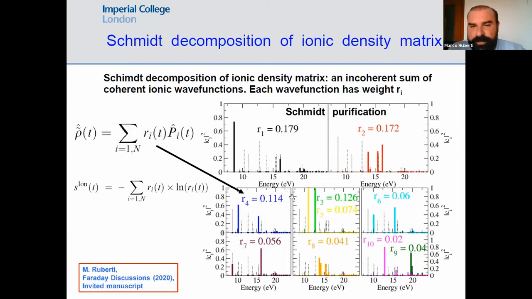So what does this mean? This means that although the number of ionic channels that are open in this ionization is really large, like 50, potentially even more, the actual number of coherent channels that describe the dynamics is in this case less than 5. So this simplifies the picture quite a lot.